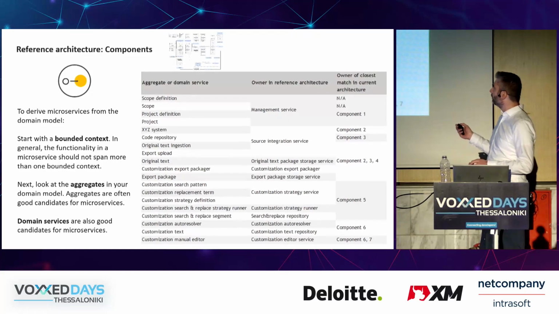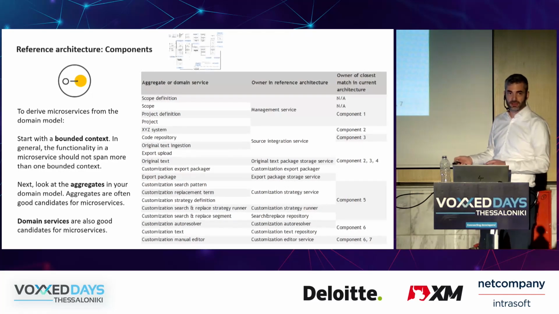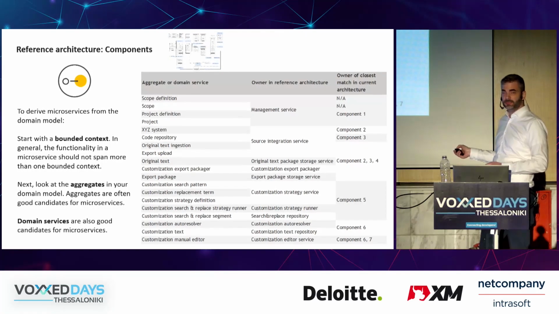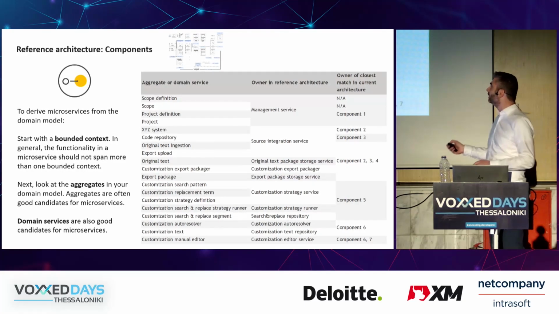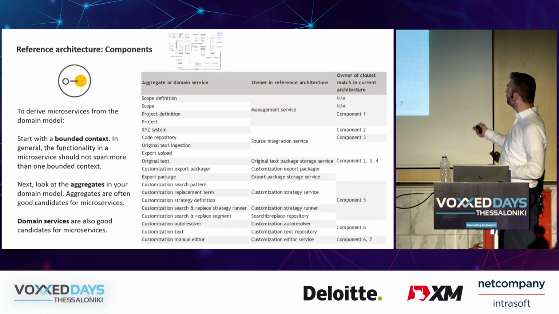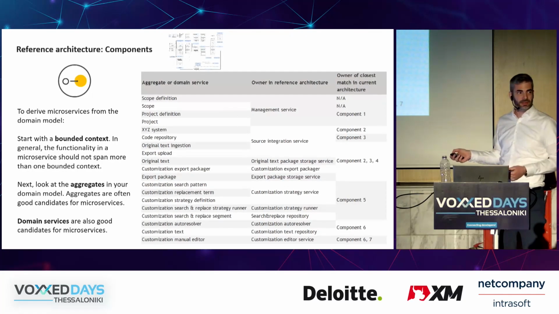But in this case, here in this table, I listed all of the aggregates and services from the previous diagram. And I started assigning these to microservices. So what is contained in the same microservice? This is what you see in the middle column. So in this case, these three would be in management service. Here, these three in source integration service, and so on. If we compare this to what the customer had in their architecture, which is listed here, you can see that there are mismatches. And you can also see that the customer didn't always respect these rules. So the granularity is different.